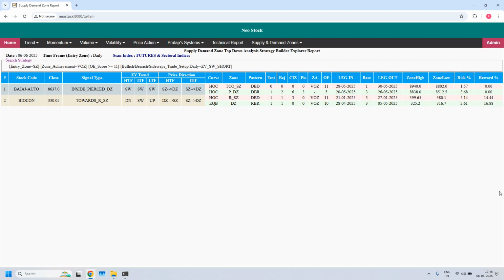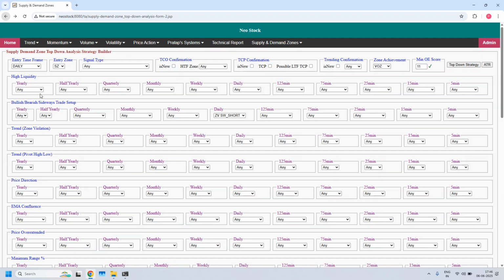Next, bullish trade setup for monthly income trade. The entry zones are daily demand zone. And also here at daily time frame I am selecting bullish. And here minimum odd enhancer score should be 12. For bullish or bearish, odd enhancer score should be 12 minimum value. Now this time both these filters are applied to daily demand zone.